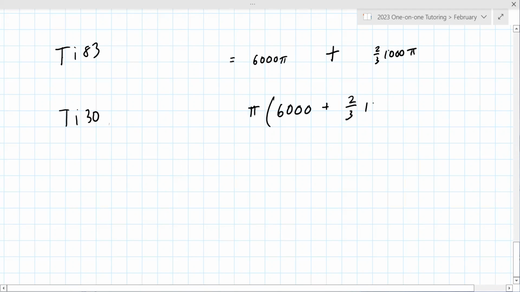Okay, so here's, and this is a factoring thing. Here's what you want to do. You want to take 2/3 of 1,000.